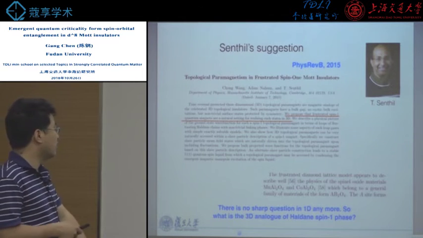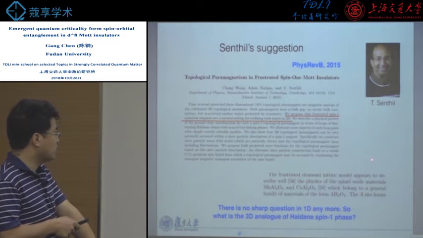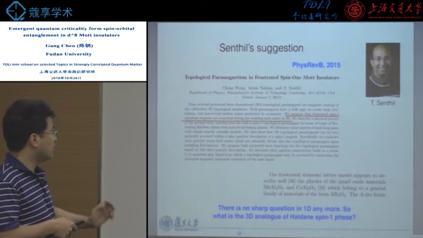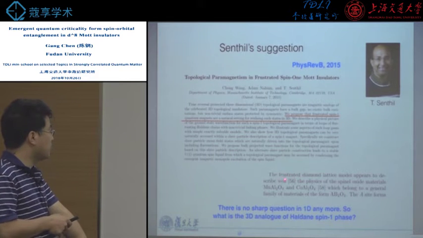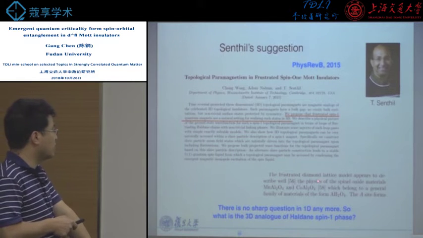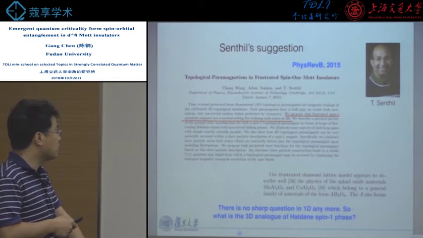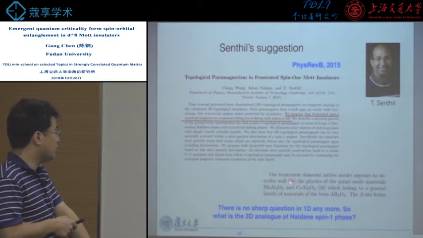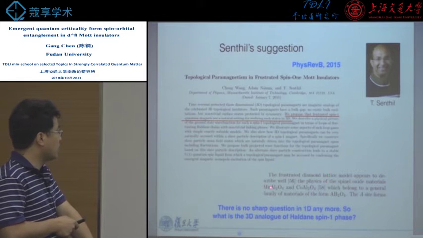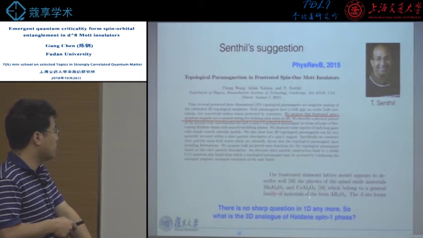So they propose the frustrated diamond lattice model. This is a suggestion, not really a proof. They suggest that maybe a frustrated diamond lattice with spin 1 degrees of freedom in 3 dimensions, such as the spinel compound materials, manganese aluminate and cobalt aluminate, which belong to the general family of materials of the form AB2O4.